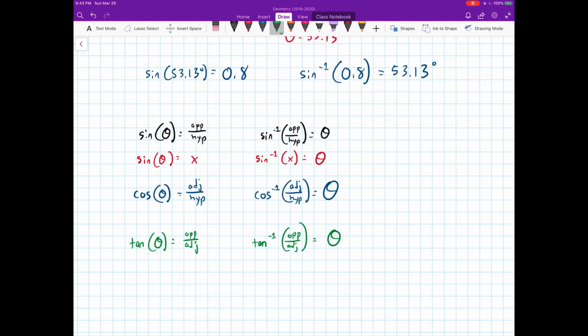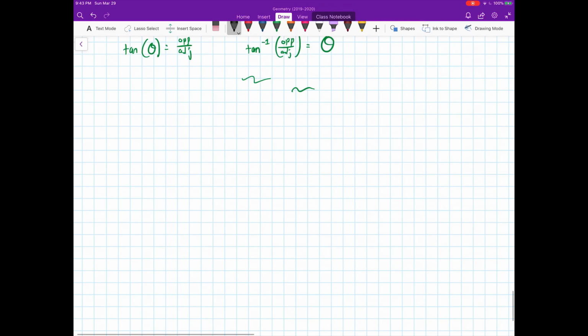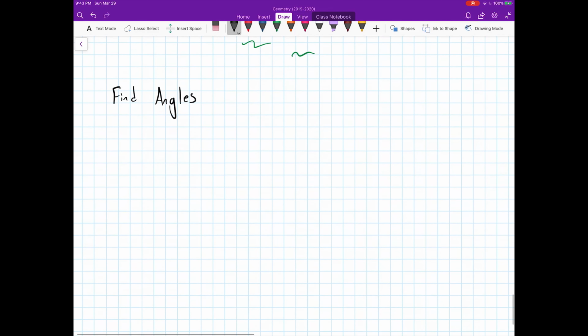I can include the examples for this one right in here, so let's take a look. Again, we're going to use this to find angles rather than sides. For an example, we might have a right triangle, and I'll tell you, this side is 6 and this side is 20.